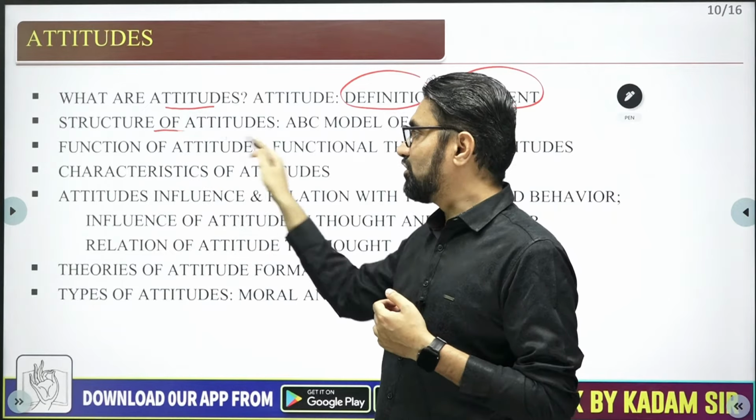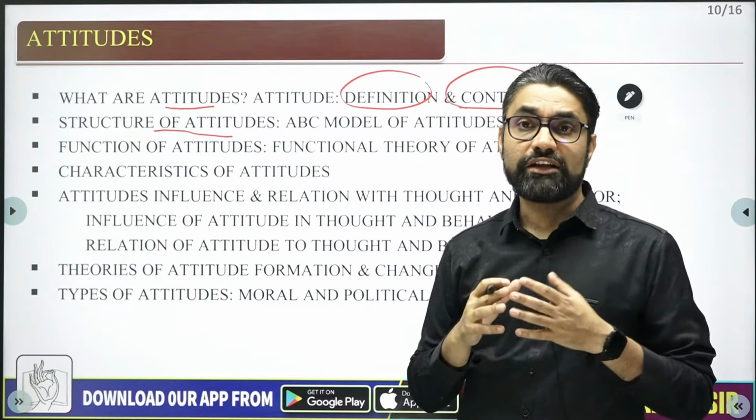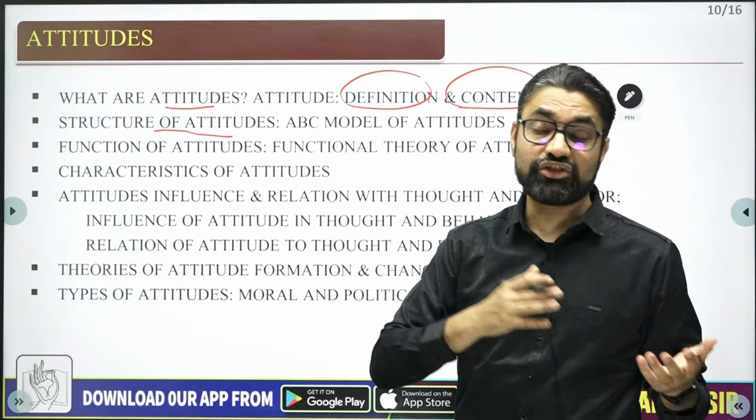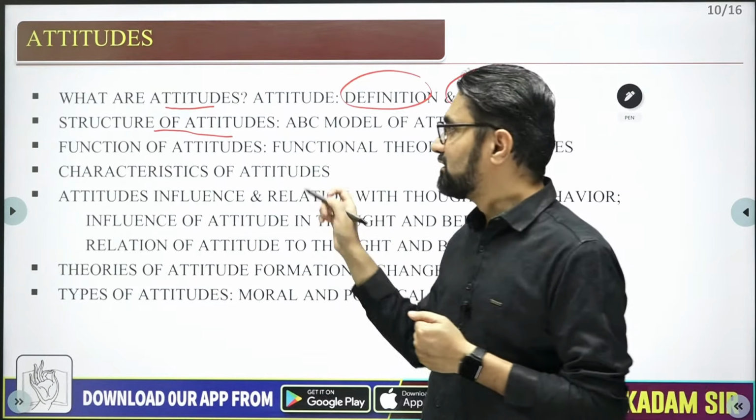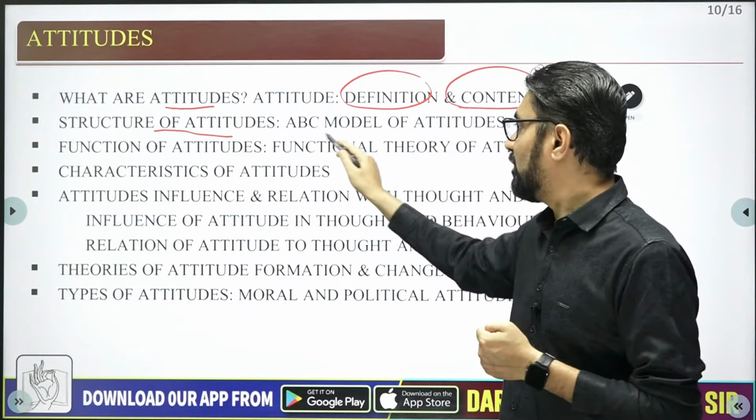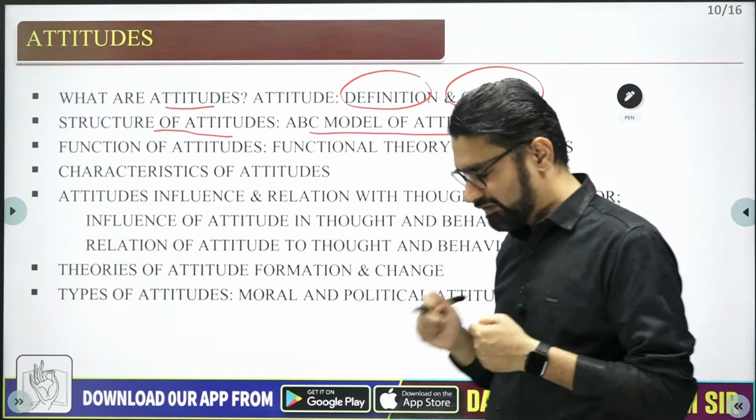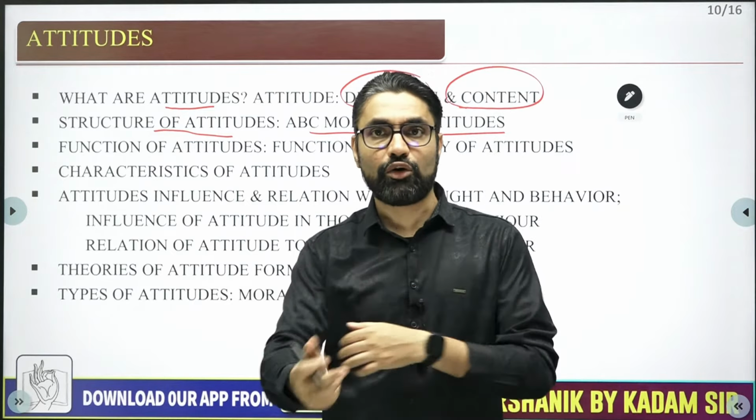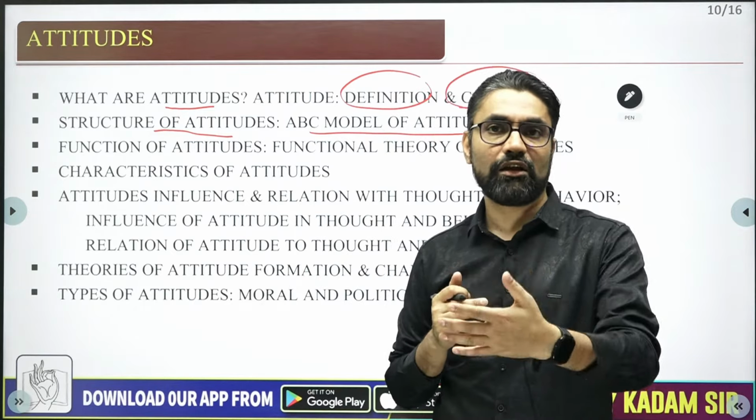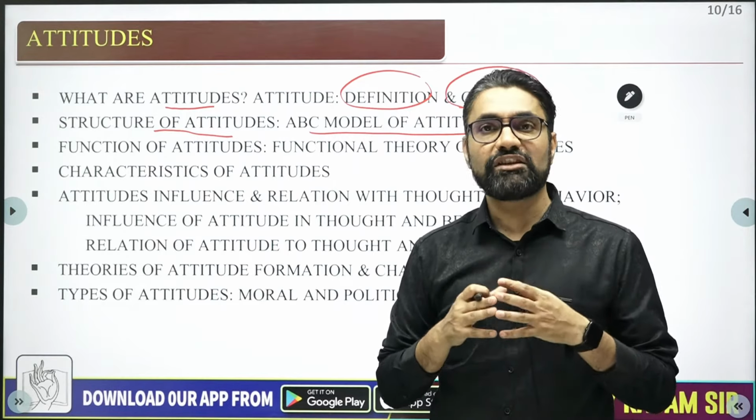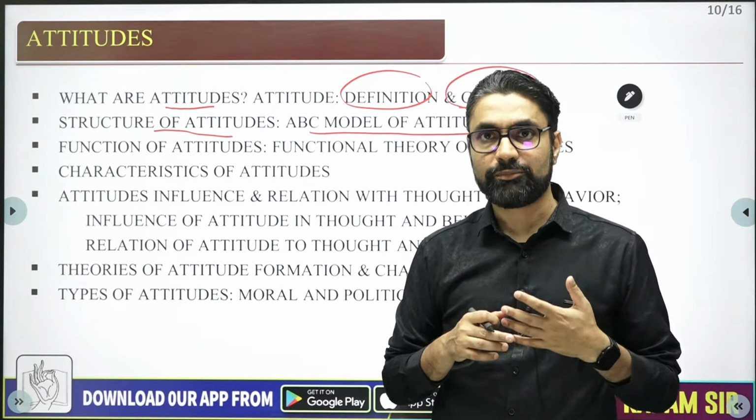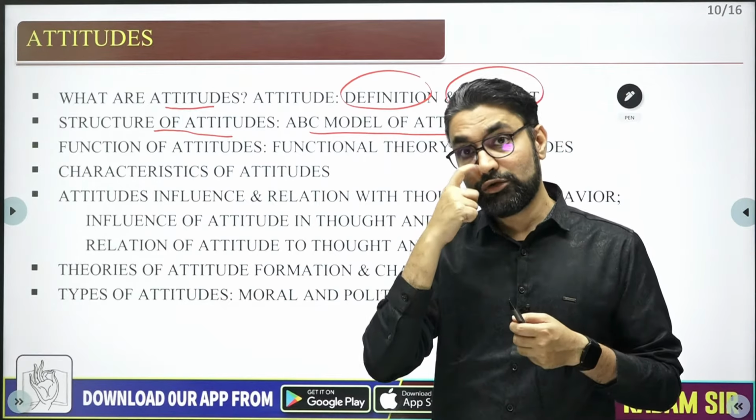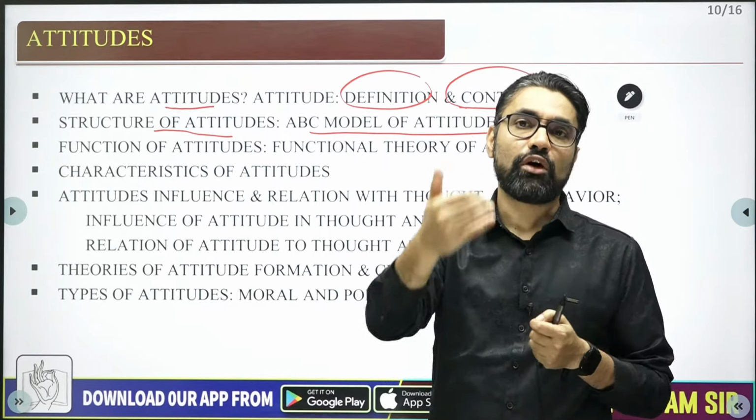Then we'll discuss the structure of attitude. Which components are there in attitude, whether these components are positive or negative, and in this structure of attitudes we'll discuss the ABC model of attitude. This is a very important topic. That is, attitude is made up of three components: affection, behavior, and cognition. Affection means emotions. All three need to exist to form an attitude.